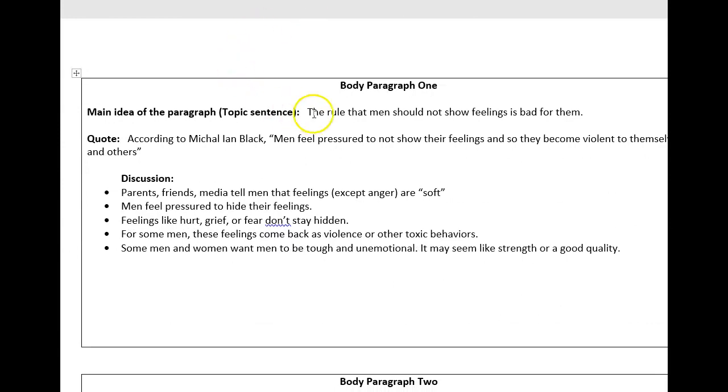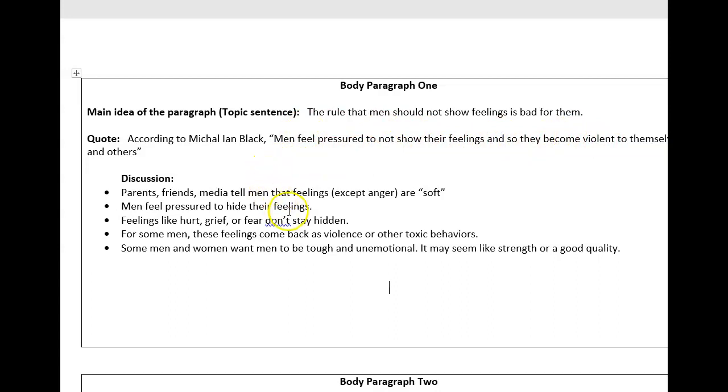Here I have the main idea of the paragraph, also called a topic sentence. And I put, the rule that men should not show feelings is bad for them. Now, I didn't say that in a perfect or beautiful way. It's a graphic organizer. It's not meant to be perfect or beautiful. You're not trying to get the words right. You're just trying to get the ideas out. And then I have a quote that goes with that. Men feel pressured to not show their feelings, and so they become violent to themselves and others.